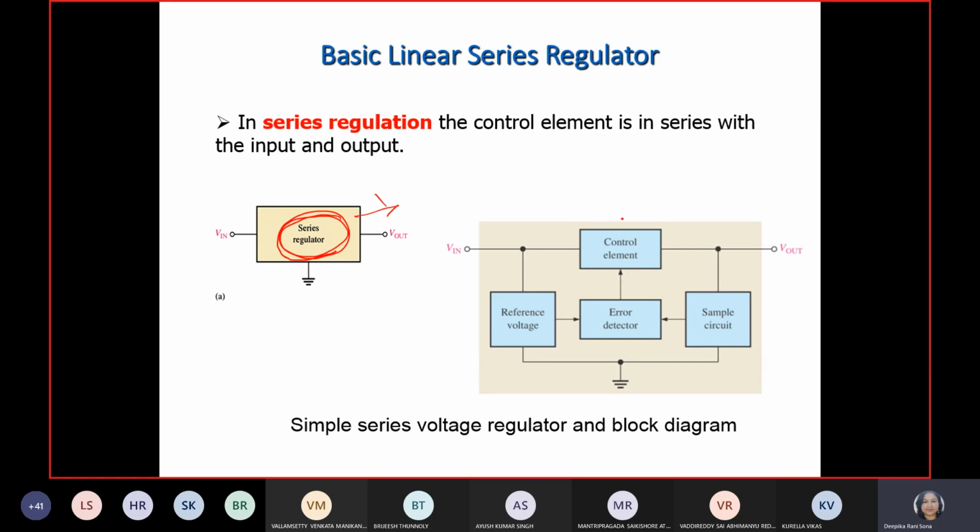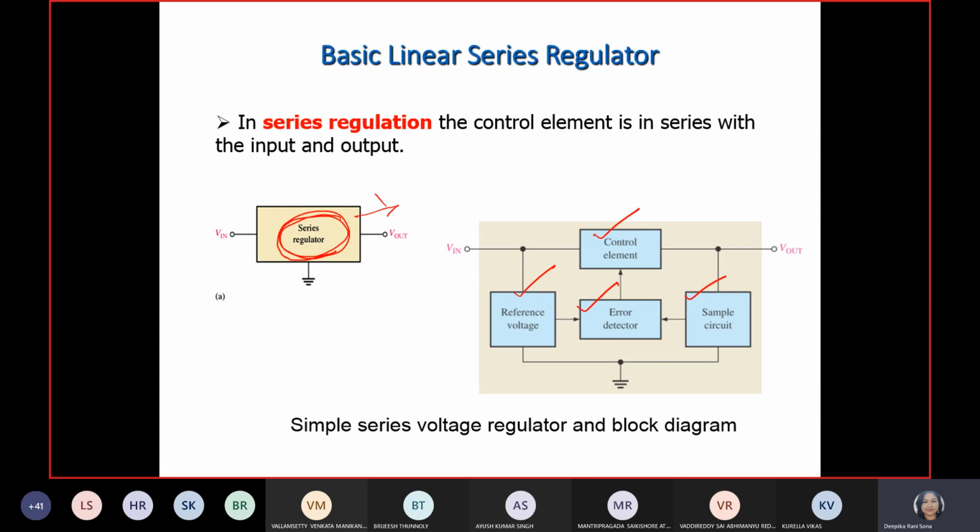First, in the block diagram, you have to remember, guys, the parts of the regulator circuit: control element, the main important thing, reference voltage, error detector circuit, and sample circuit. These four things are the parts of the series regulator circuit, and these are also the parts of the shunt regulator circuit. There is no change, just the position of the control element we are going to change with respect to the applied input voltage. But let's see the first case, the series regulator type.